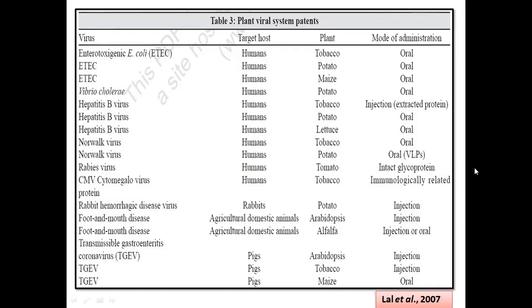Okay, so these are some of the examples of viruses which are grown on the different types of plants, and the targeted host like humans, or sometimes animals, and the mode of administration.